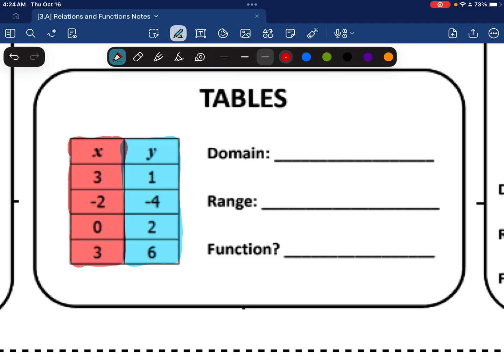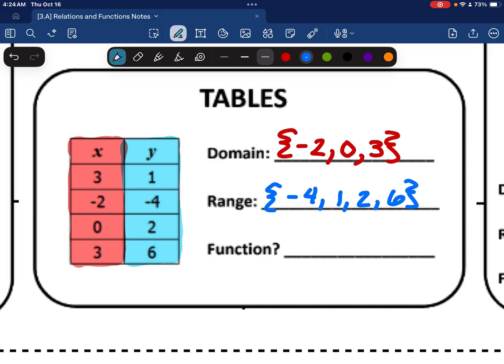So the domain on this table is all the x numbers. Now when you write out the domain here, it needs to be in counting order. So I made sure that the -2 went first. And then do you see how the 3 is repeated there? I only list it once. Same thing with the range. So I'm putting it from smallest to biggest with no repeats.